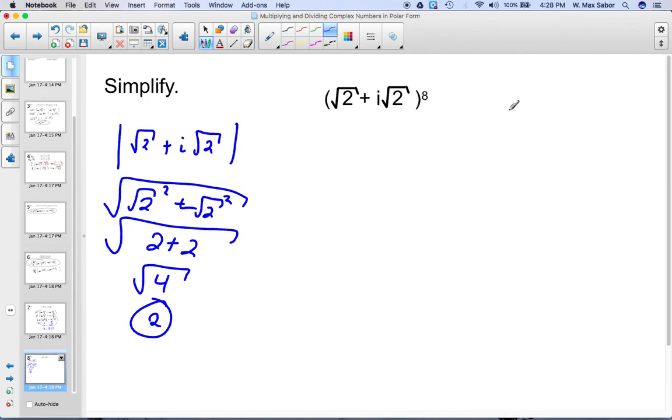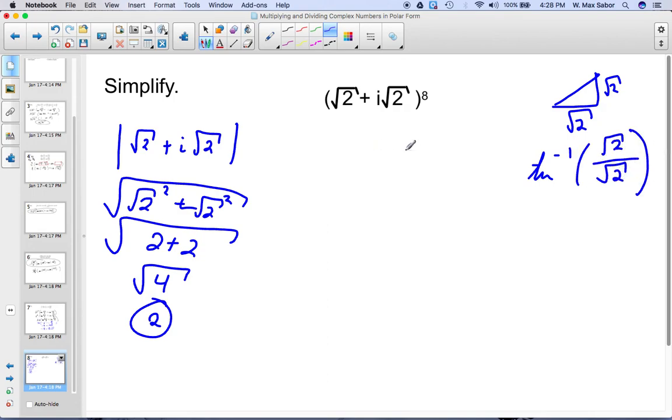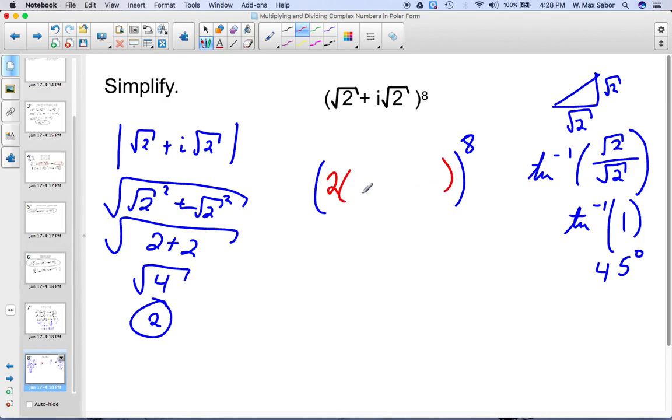And then the angle, this is going to be square root of 2, square root of 2. So if we take arctangent of square root of 2 over square root of 2, and we're in the first quadrant because both of them are positive, arctangent of 1, you should know, is 45 degrees. So now we can rewrite this whole thing as the 8th power of 2 times cosine 45 degrees plus i sine 45 degrees.